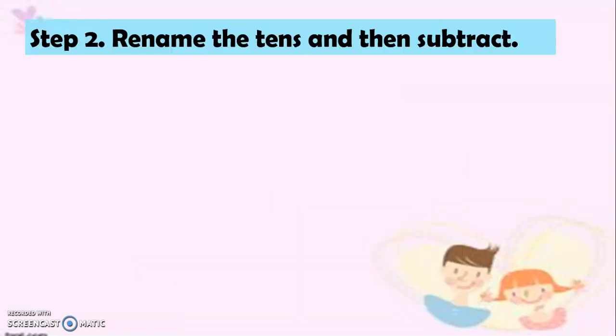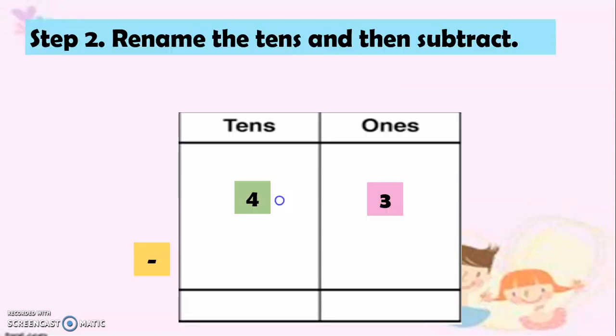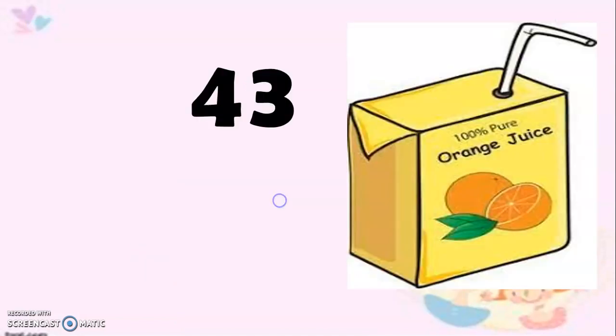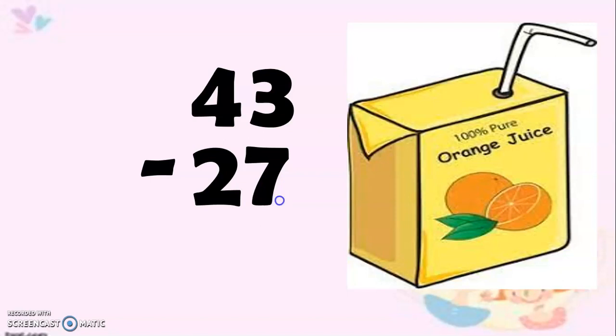And for step 2, we have 43 minus 27. We are going to rename the tens and then we are going to subtract. So again, we are going to regroup from the tens place. That's why 3 becomes 13 and 13 minus 7 is 6. And this time, 4 is renamed as 3. And 3 minus 2, we have 1, so 16. There you go. So, 43 minus 27.